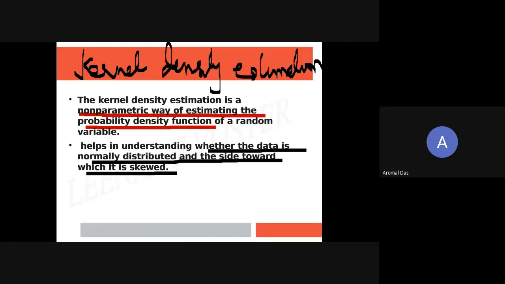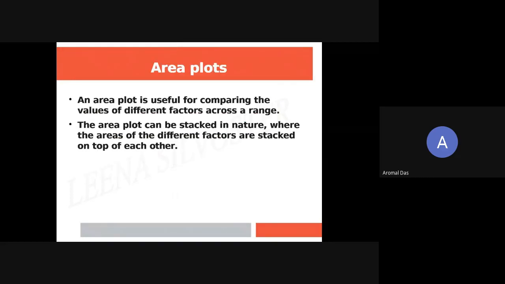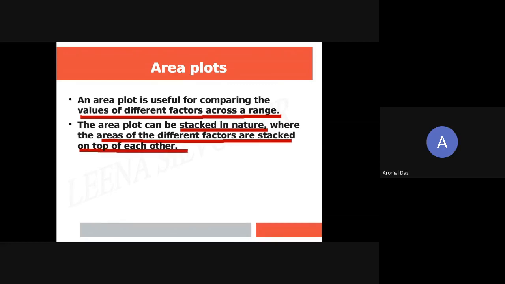Next is the area plot. It is useful for comparing the values of different factors across a range. An area plot can be stacked in nature, where areas of different factors are stacked on top of each other. So this is an area plot. You can see the first area plot is blue, the second area plot is orange, then pale yellow, then green.